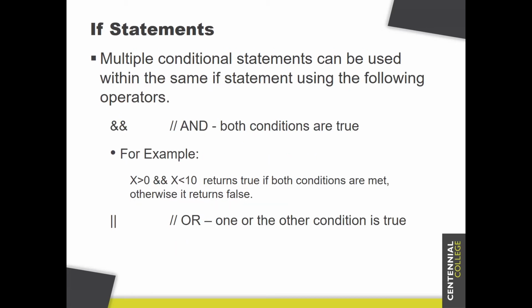Now, we can also have conditional statements that are put together, so compound conditional statements. And we can utilize the and or the or values in order to check whether or not this is true. With the and value, both conditions need to be true. And with the or value, one or the other condition needs to be true in order for this to pass. So if X is greater than 0 and X is less than 10, if both of these conditions are true, then we will return a true value and it'll run the if statement. Or if I say X is greater than 0 or X is less than 10, as long as one of these conditions is true, it's going to run.